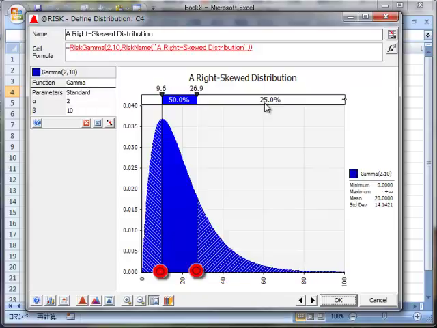Q3. Q1 is equal to 9.6. That's a value on the x-axis. Q3 is equal to 26.9. That's another value on the x-axis. So the quartiles, Q1 and Q3, are measures of location. Location down here on the x-axis, Q1, Q3.